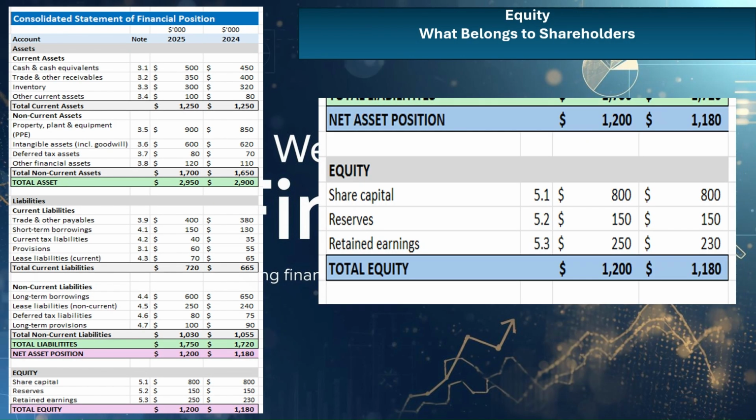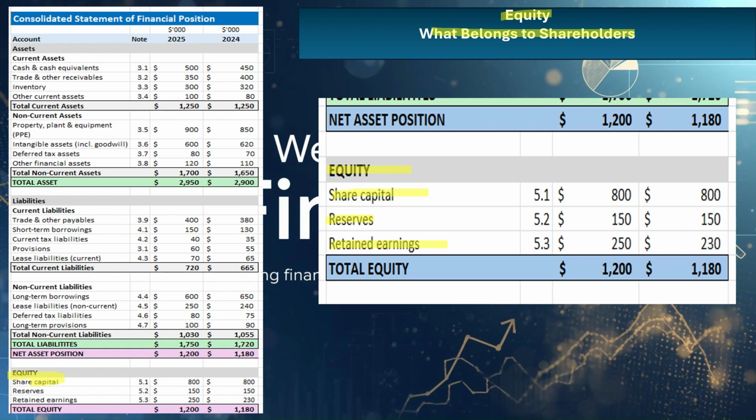Equity represents the residual interest in the company after all liabilities are paid. It's what shareholders truly own and grows as the business creates value over time. Contributed equity or share capital is money raised from shareholders. Retained earnings are accumulated profits not paid as dividends.